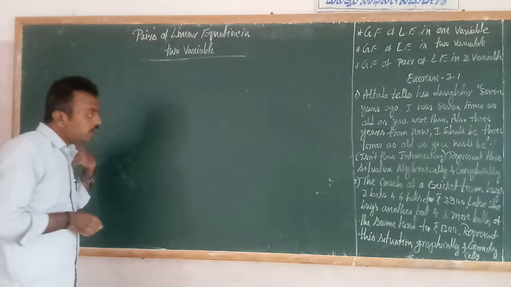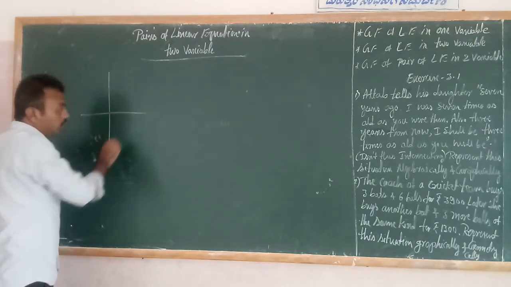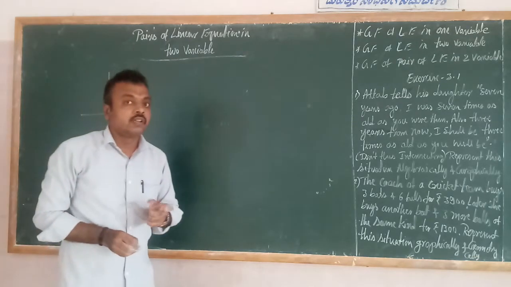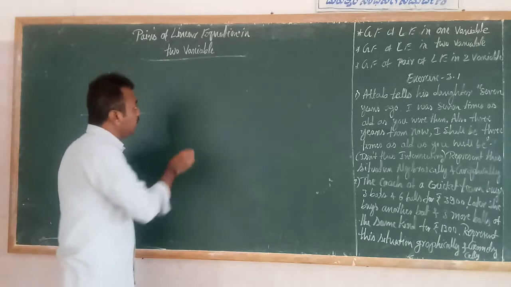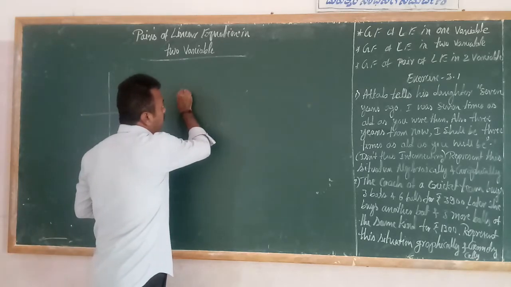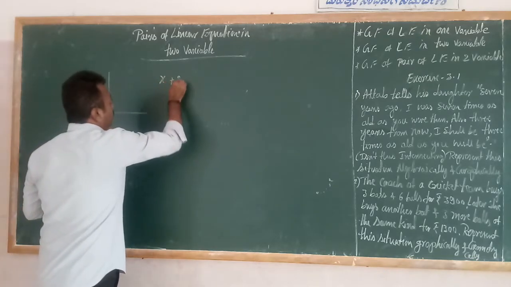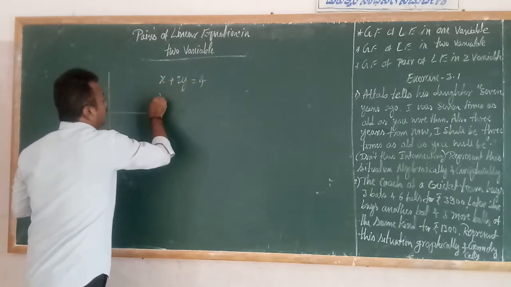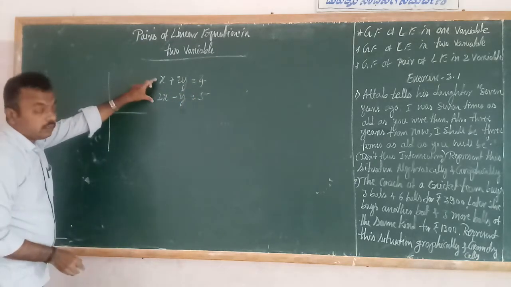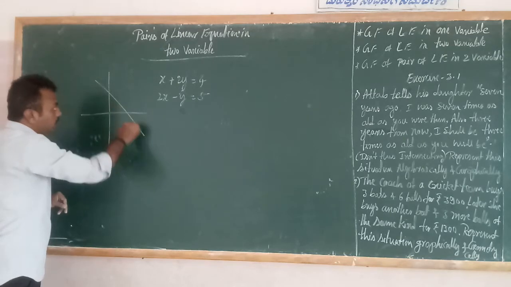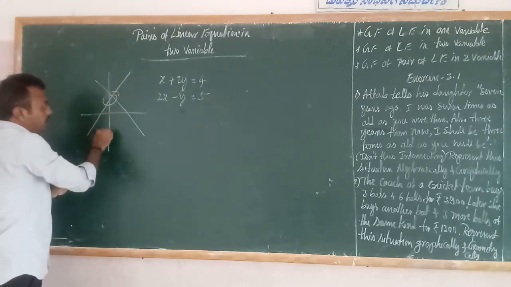See students, when you draw the graph of a linear equation, it becomes a straight line. Suppose the first equation given is x plus 2y is equal to 4 and the second is 2x minus y is equal to 5. If I draw these two lines, sometimes these two lines are intersecting, correct?